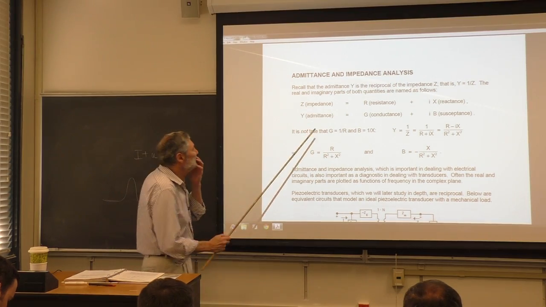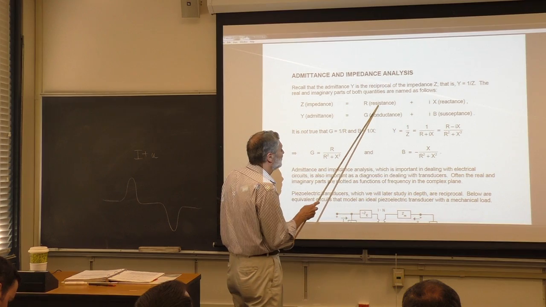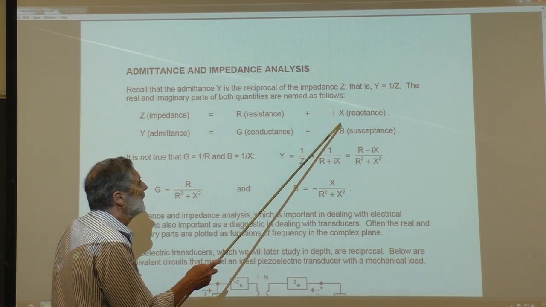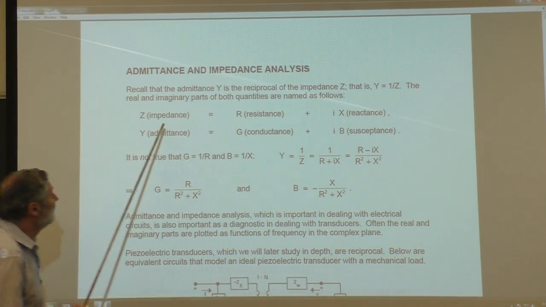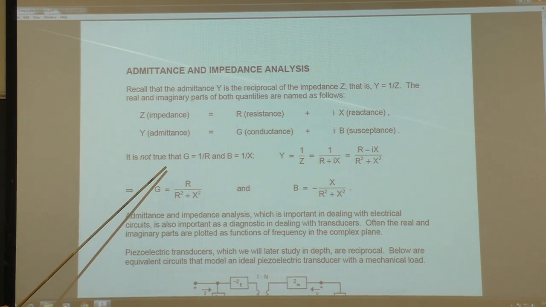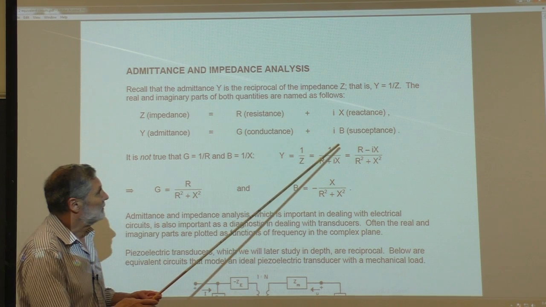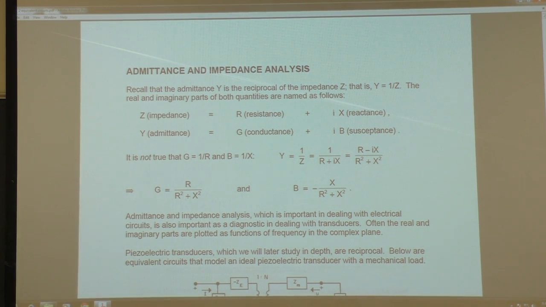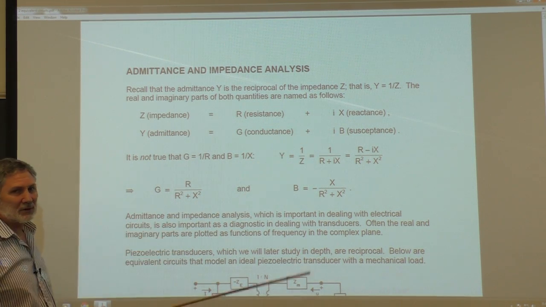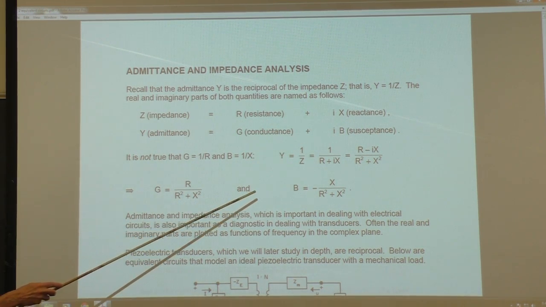So here's the relationship between the two. Impedance has a real part that's called the resistance. The imaginary part is the reactance, as you know. The admittance, which is simply defined to be 1 over the impedance, has a real part that's called the conductance, and the imaginary part is called the susceptance. And just because the impedance and admittance are inversely related does not mean that their parts are inversely related. We talked about that before in the problem set.